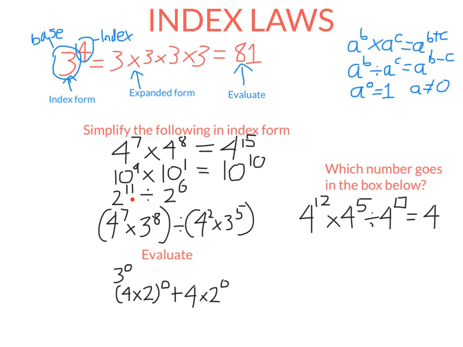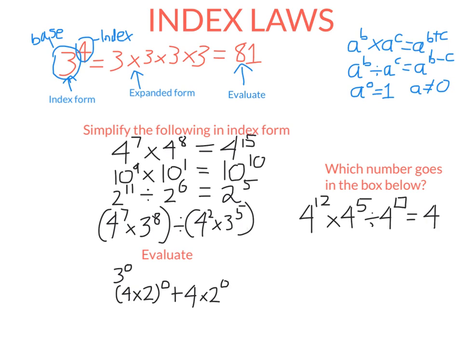So let's look at this example here. 2 to the power of 11 divided by 2 to the power of 6. Well, this is the second index law. If you have the same base and you're dividing, you keep the base and subtract the powers. So I'm just going to keep the base and subtract the powers. 11 minus 6 is 5.